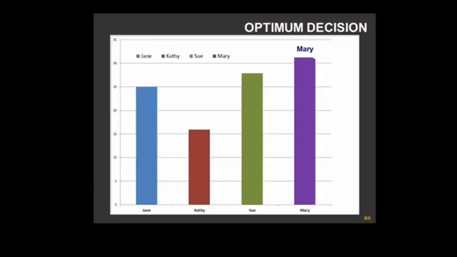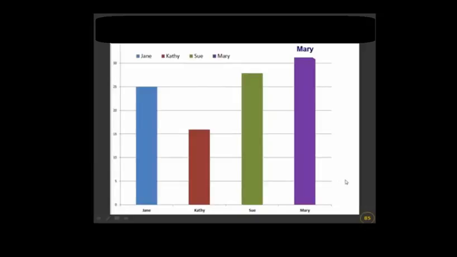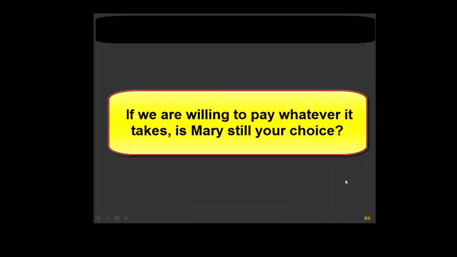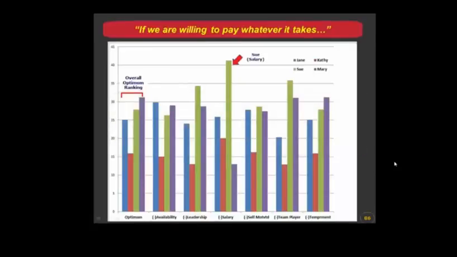So once we complete the process, we will see a graph like this, which indicates that Mary is the preferred choice. So I go to see my boss and I present this data. And he says, if we're willing to pay whatever it takes, is Mary still your choice? Of course, I scratch my head, not knowing how to respond. Well, with our software, all we have to do is press one button and we see an interesting graph.